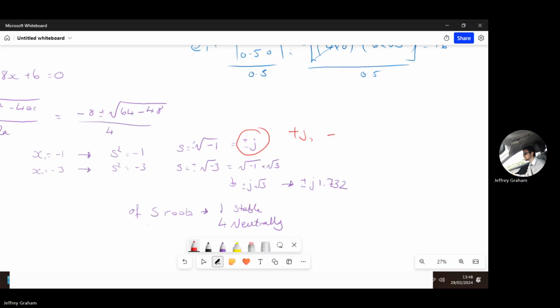plus j, minus j, plus j of 1.732, minus j of 1.732. Notice there's no real number to these. If you treat it as an x and y, there's no real aspect, because on the plot it should be here, where the real component is in fact 0. Right.